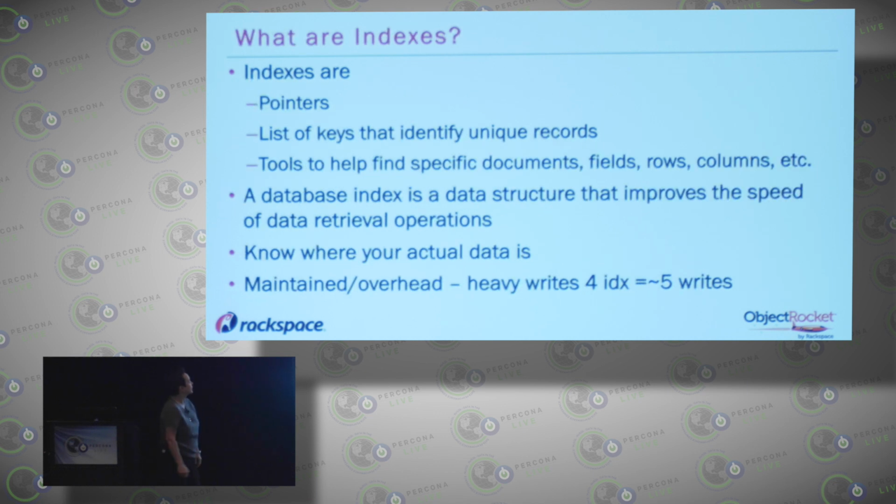So basically, indexes are pointers. If you want to boil it down, they're references to another location. There's a variety of differences, but the database index definition is right there: a data structure to improve the speed of data retrieval. Basically, you want to find the fastest way to get to the data that you have.